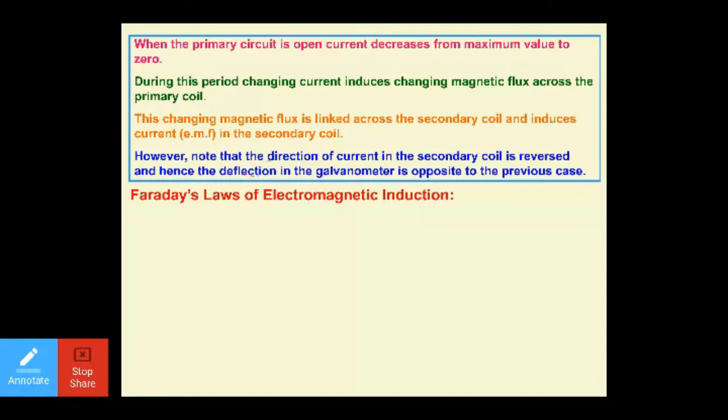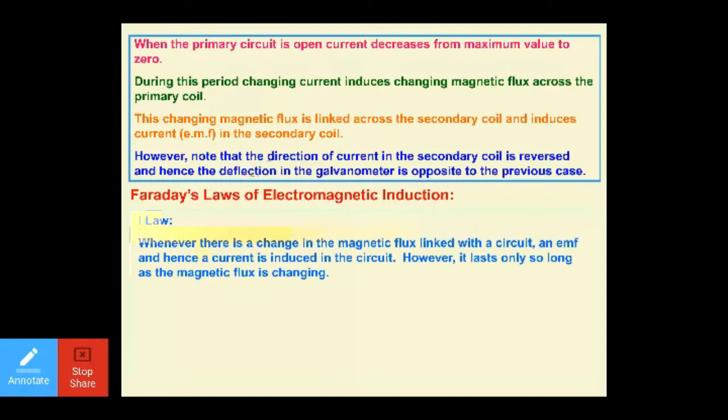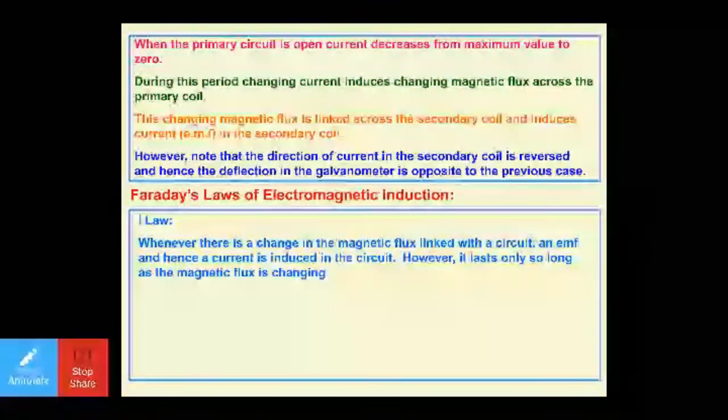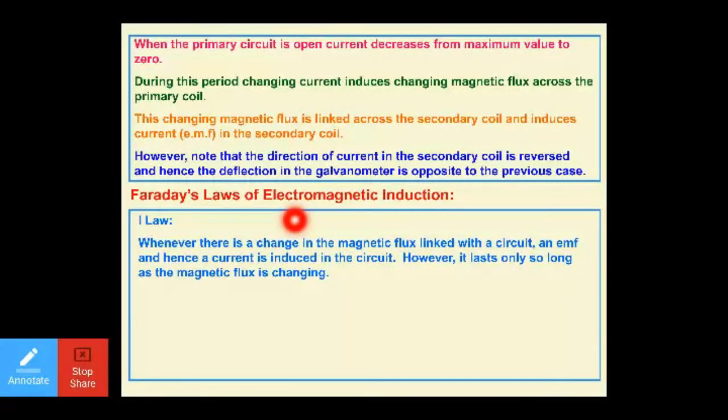Let us discuss. So dear student, the first law: whenever there is a change in the magnetic flux linked with the circuit, an EMF and hence a current is induced in the circuit. What you have to keep in mind is that the changing magnetic flux is the cause of the development of induced EMF or induced current. Till the time the magnetic flux is changing, the EMF will be developed. Once it stops changing, the induced EMF will stop.